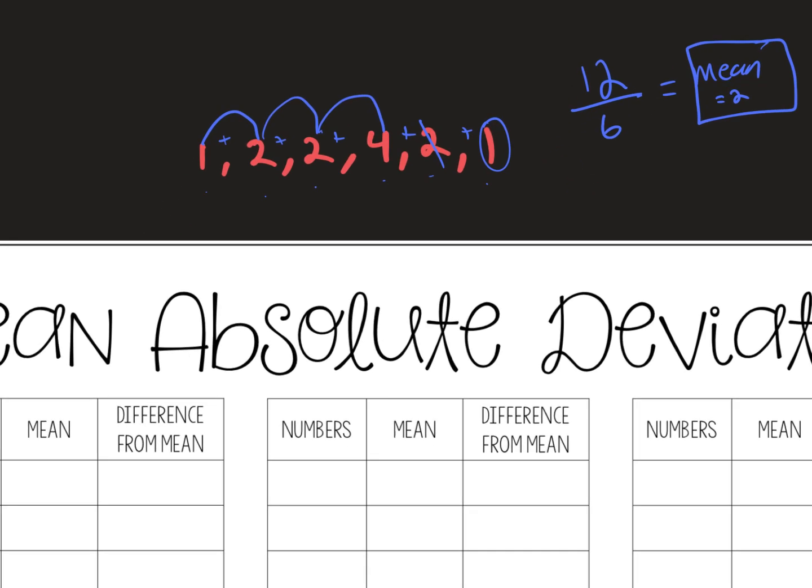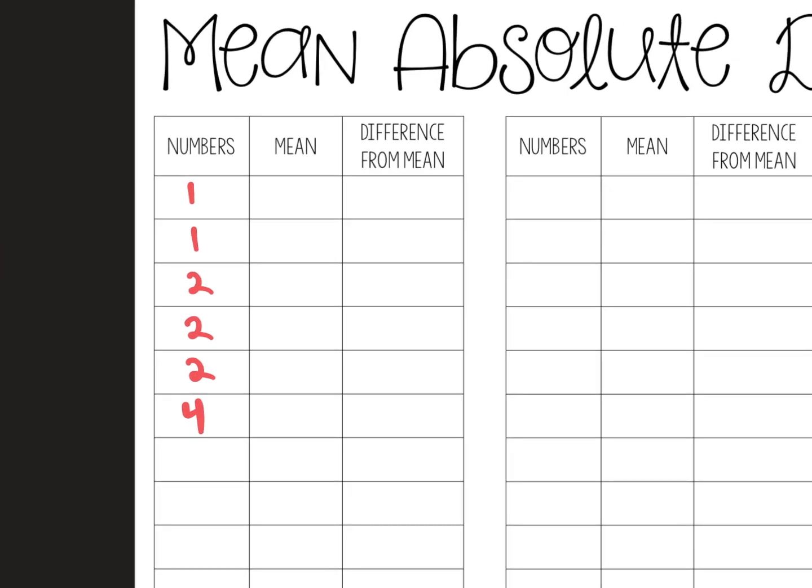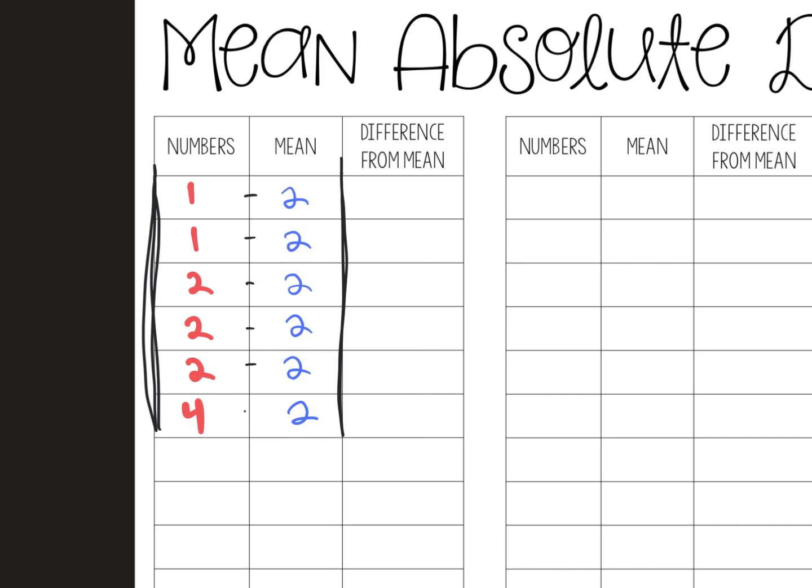So now, what I would do is put these in numerical order to make it a little bit easier for me, and then I just rewrite the mean in every single box. So I go 2, 2, 2, 2, 2, 2. And now, since I'm solving for absolute value, I put in my absolute values, I'm subtracting, and then I'm writing my absolute values and then the total answer, going all the way down, making sure I do the same thing every time. And then we are ready to go.